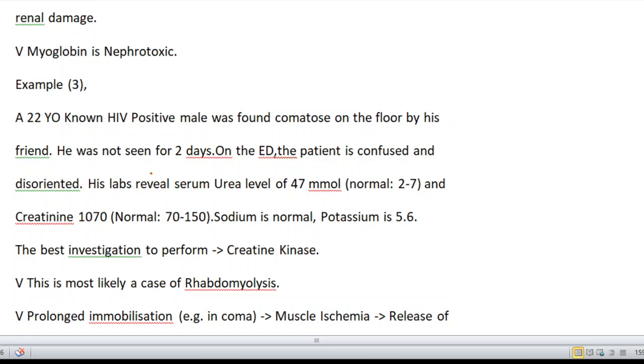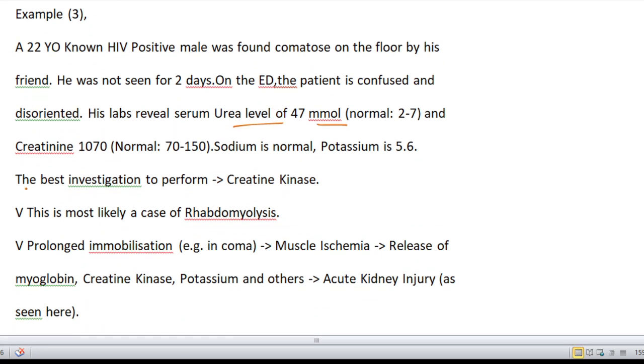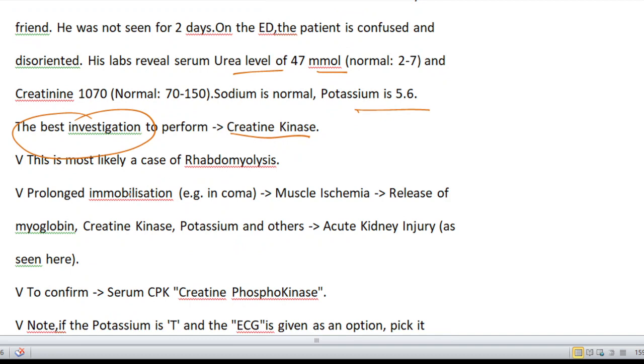Next, a 22-year-old known HIV patient was found comatose on the floor by his friend. He was not seen for 2 days. In the ED, the patient is confused and disoriented, and labs reveal a serum urea level of 47, which is very high. Hyperuricemia, and you can see creatinine is also high. Sodium is normal, potassium is also high. The best investigation to perform is CK. This is a typical case of rhabdomyolysis. They are just asking about the best investigation overall, so that is CPK or CK.